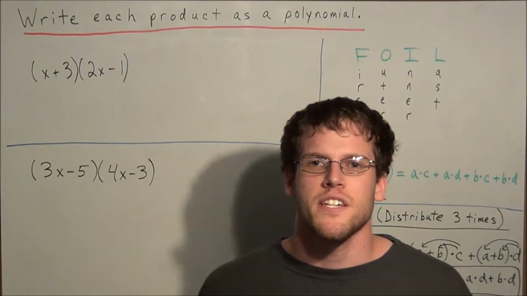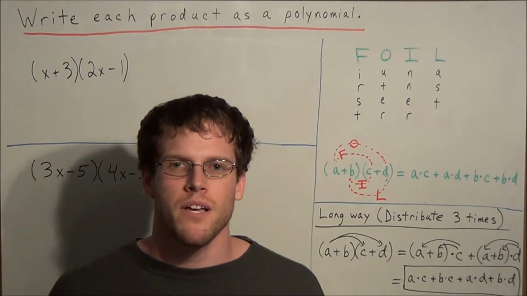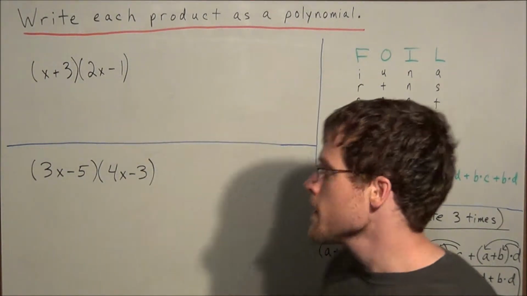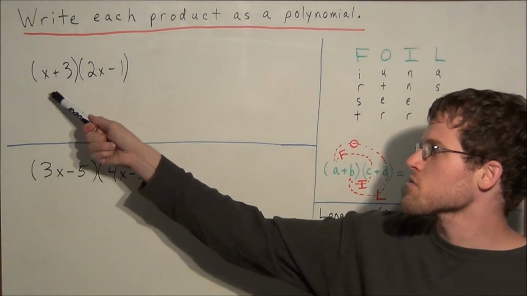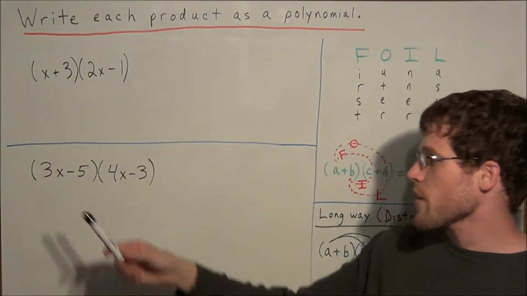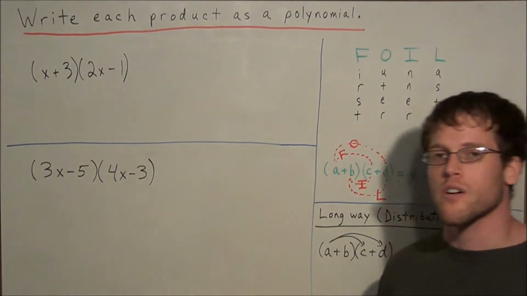Hi, my name is Vincent, and today I want to take a look at multiplying binomials using the FOIL method. So we have the problem, write each product as a polynomial, and we're looking at x plus 3 times 2x minus 1, and we also have 3x minus 5 times 4x minus 3.